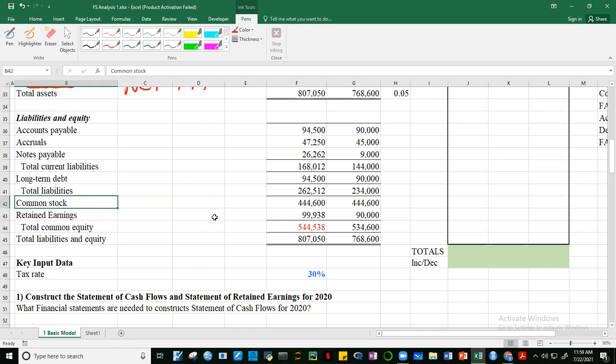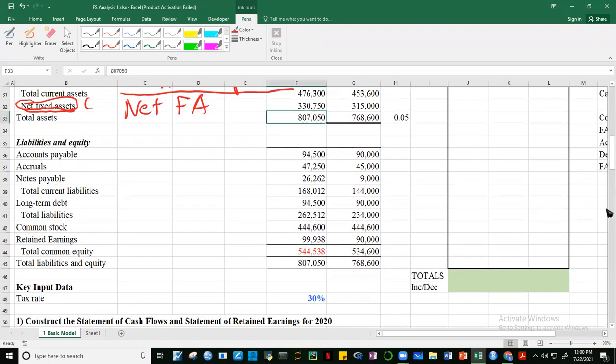Okay? So also in a corporation, sila lang may tinatawag nating retained earnings. Okay, ito yung earnings accumulated over time. Wala niyan sa sole proprietorship, wala niyan sa partnership. So yung assets natin, 807, it was financed by liabilities and equity. So total 807,050. They should total the same.